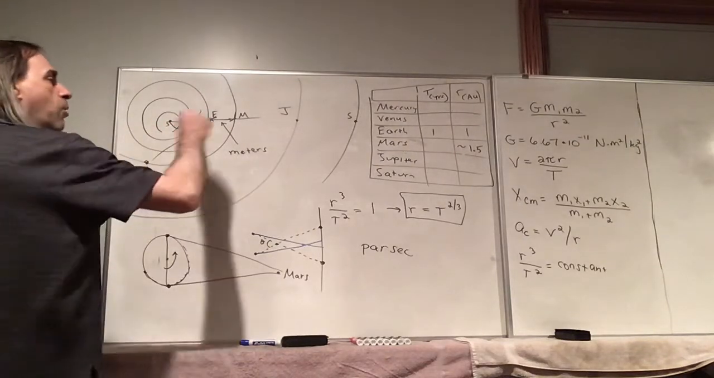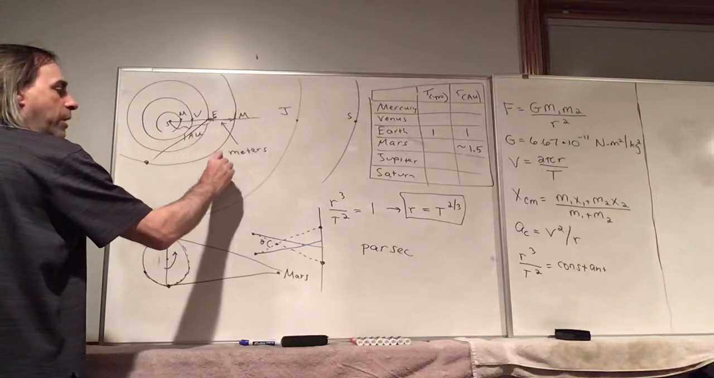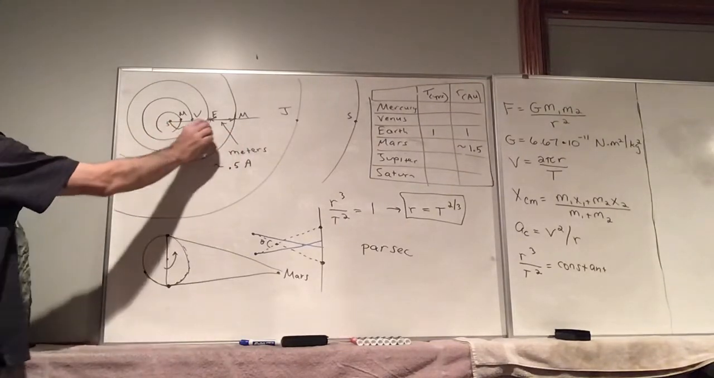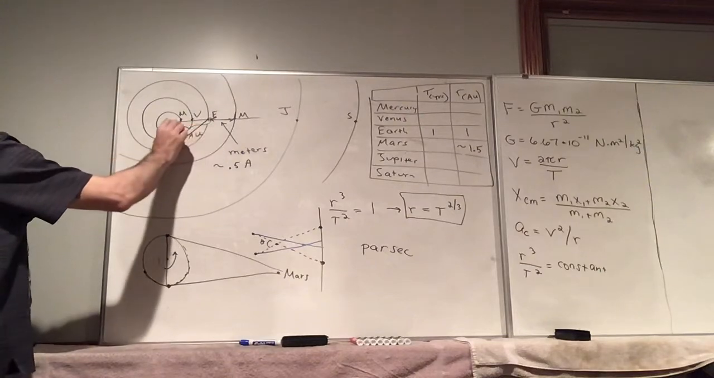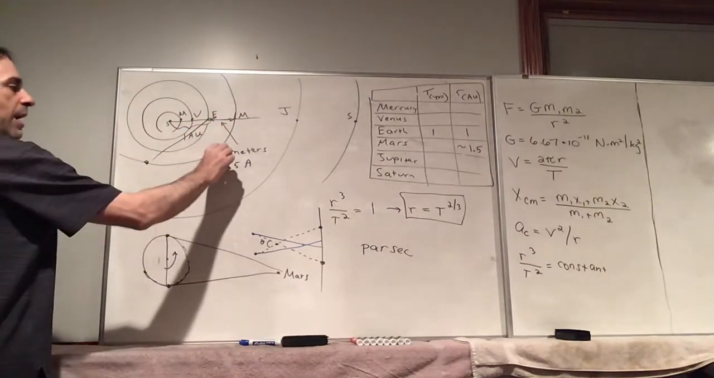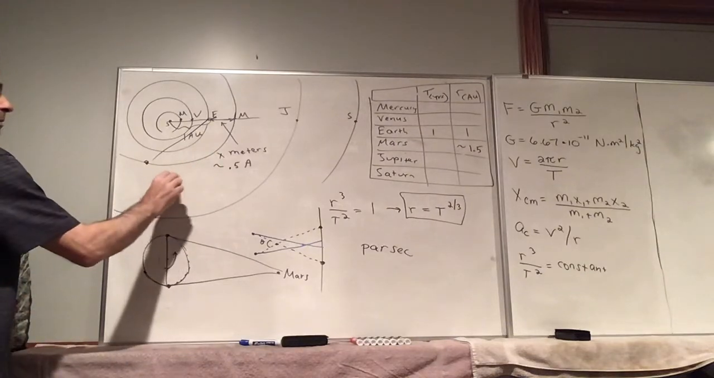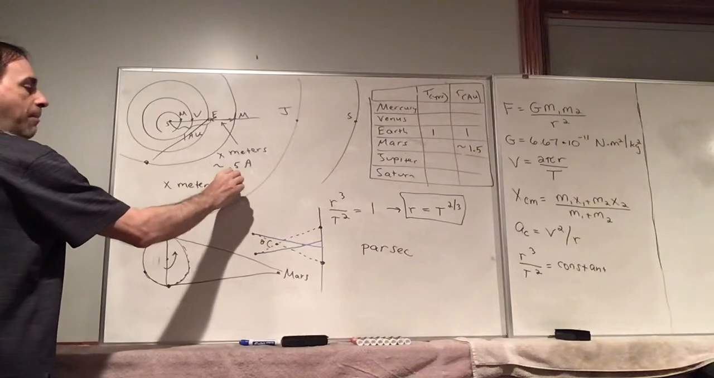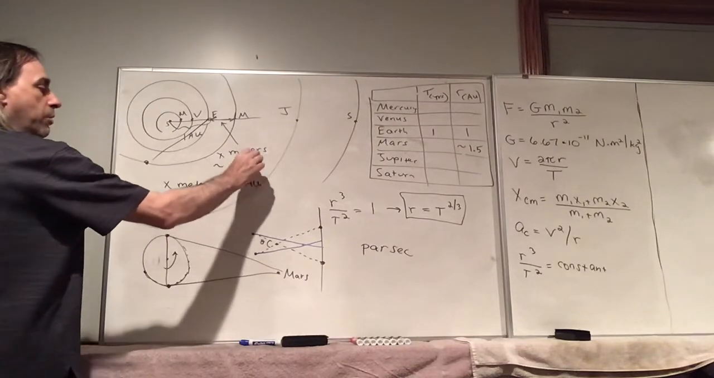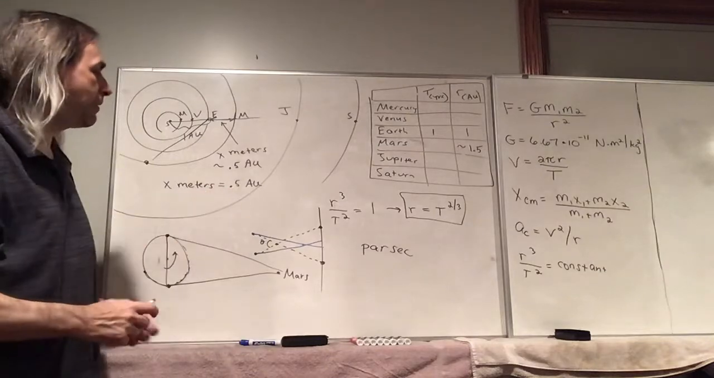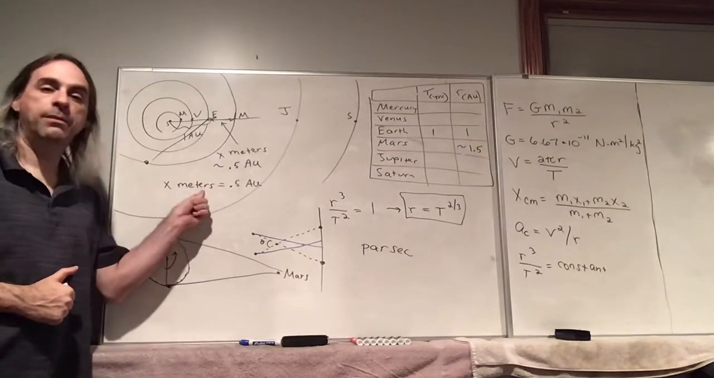And we also know this distance is around 0.5 astronomical units, because from here to here is 1 astronomical unit, and from here to here is 1.5. So let's just say we have x meters. Then x meters equals, say, 0.5 astronomical units. And then if we multiply by 2, we get an astronomical unit in meters.